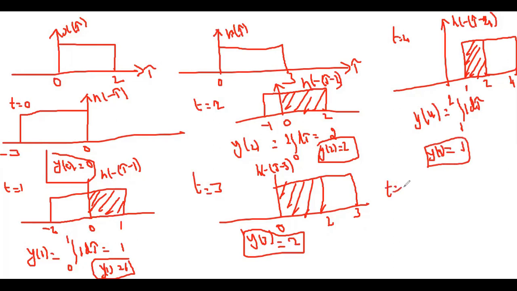Again t equal to 5. It moves towards the right side. So now the 1 is located from 2 to 5. Now there is no overlapping. So y of 5 is equal to 0.